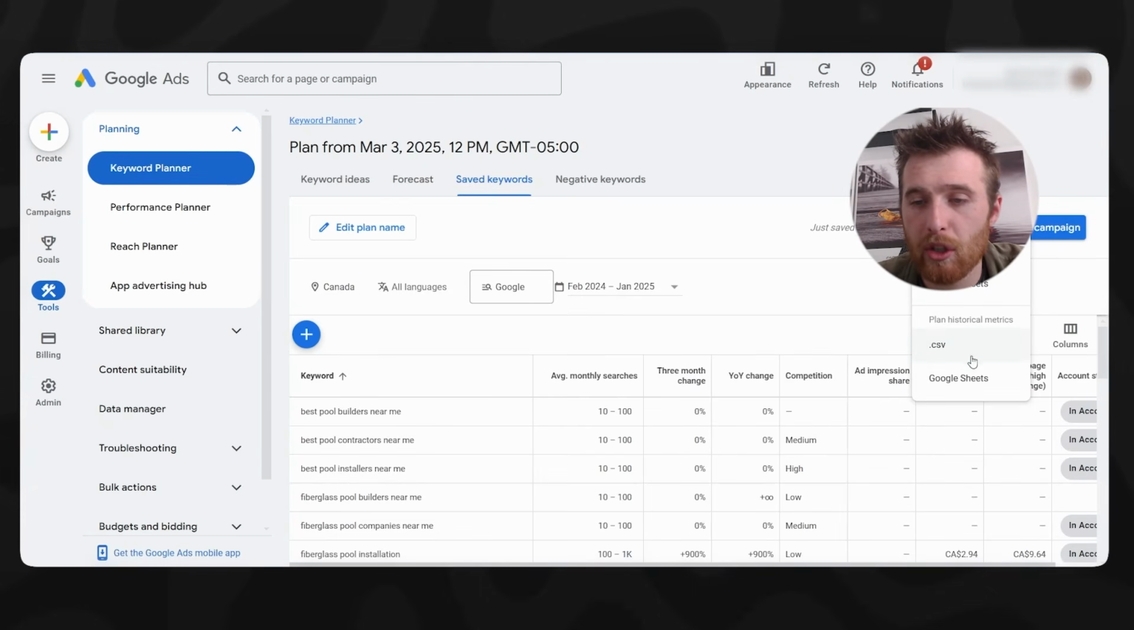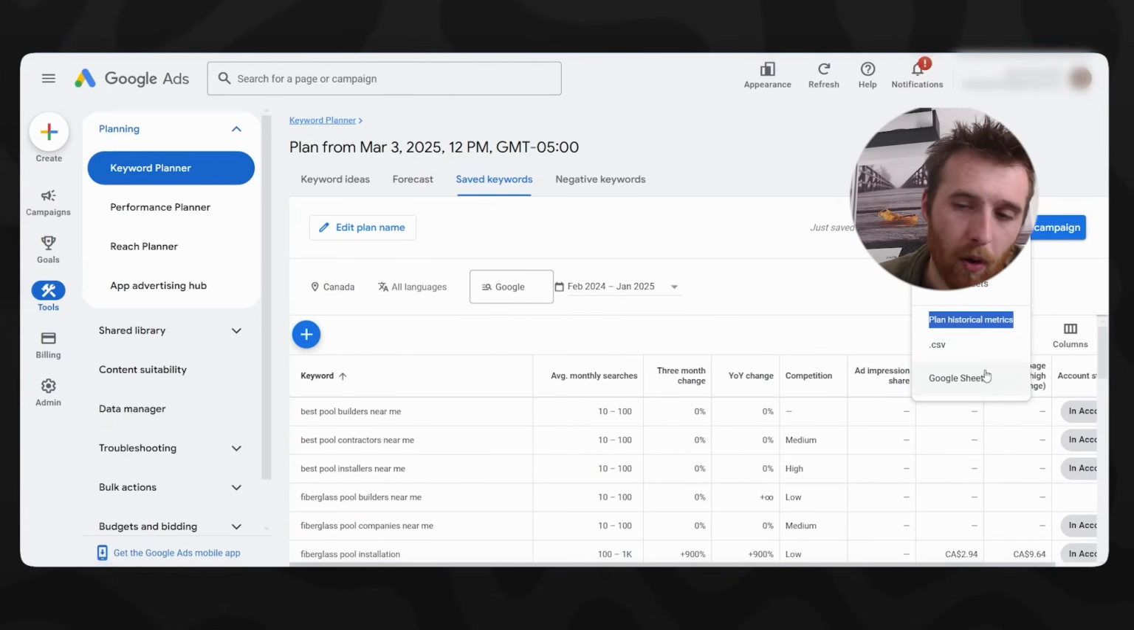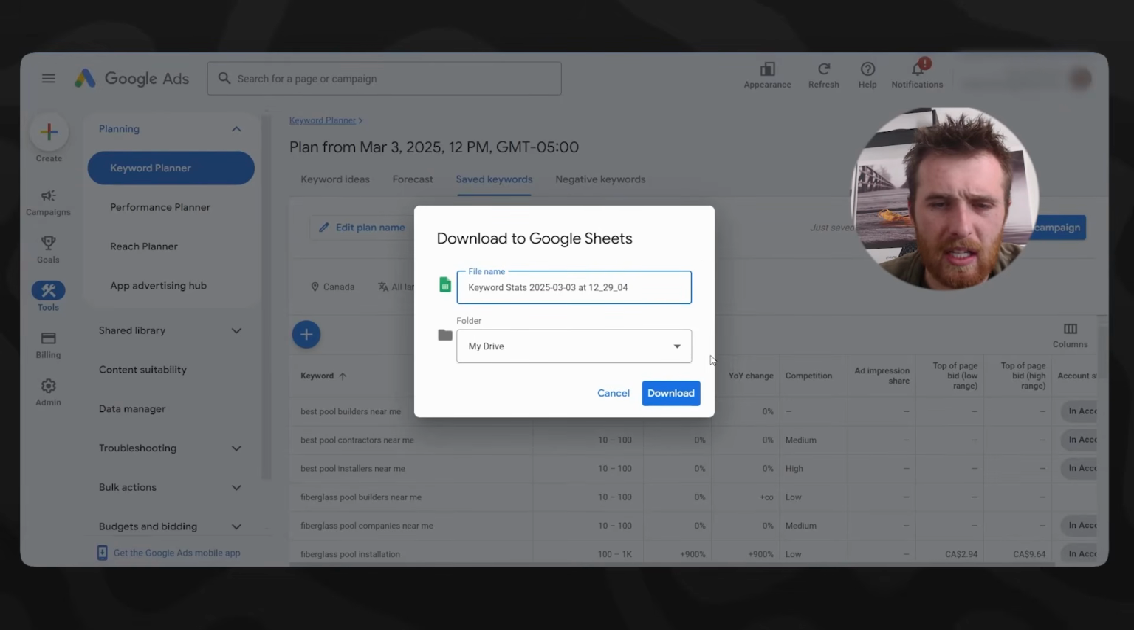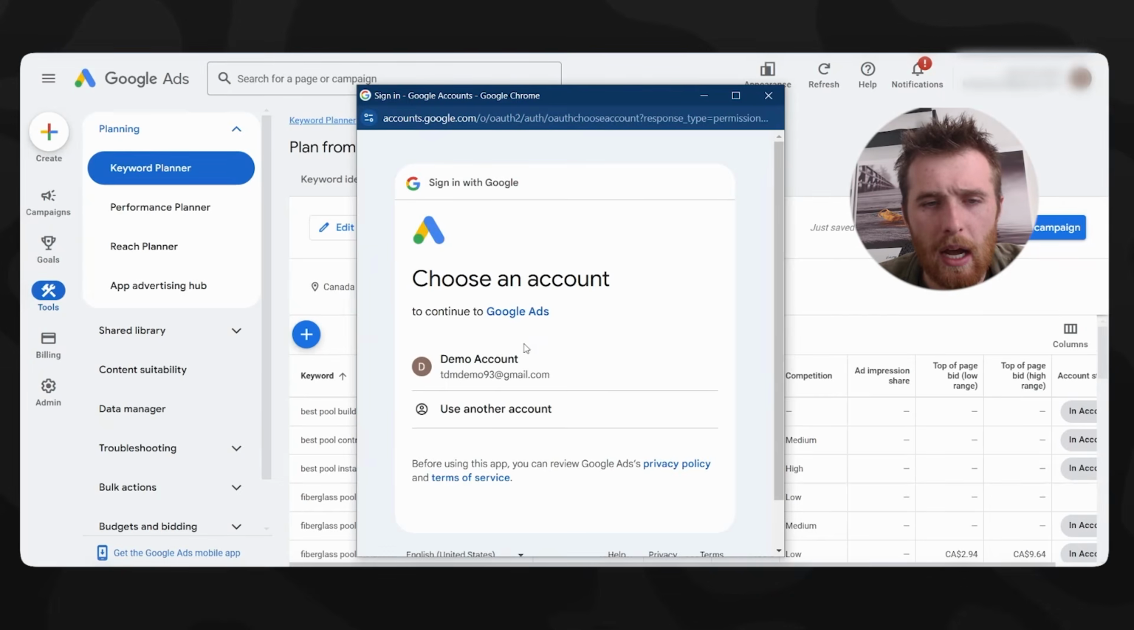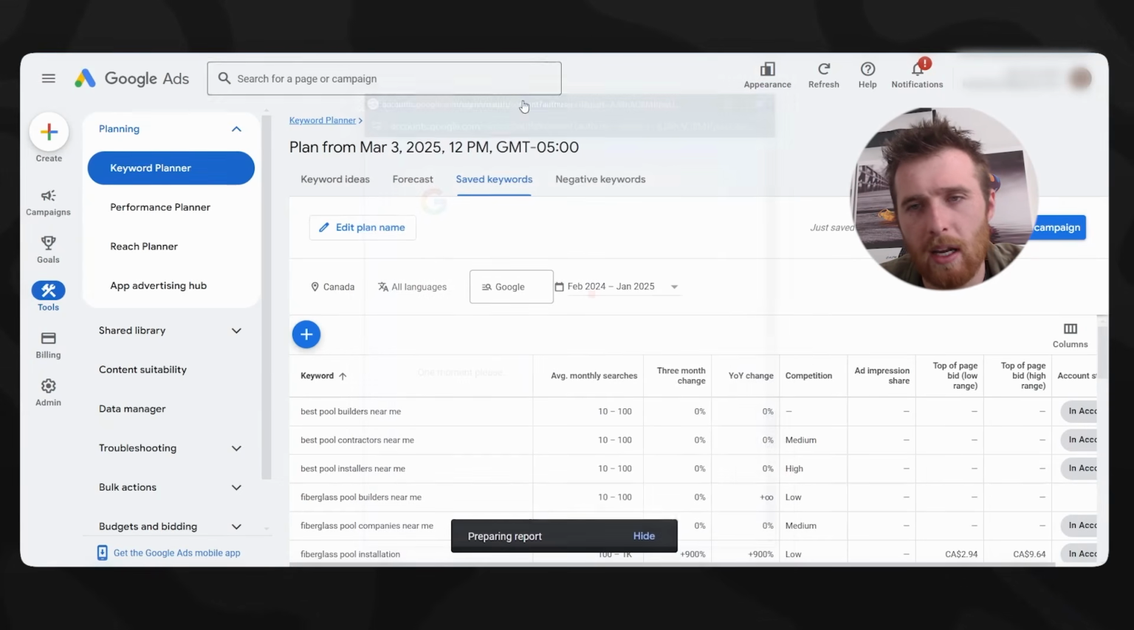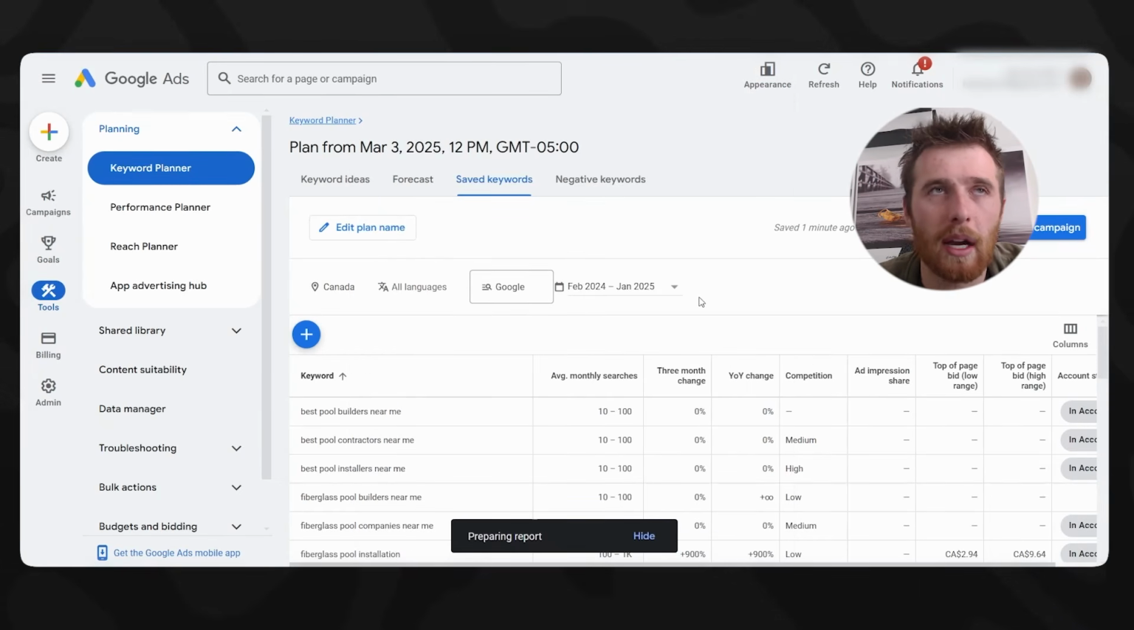Make sure to actually do Google Sheets historical metrics, or a lot of the stuff doesn't pop up. This is super, super important, so make sure to hit that. You can also do it in CSV if you prefer that. We're going to hit download, and then this is going to pop up, and we're going to sign in, and it's going to show it in our actual account in one moment.